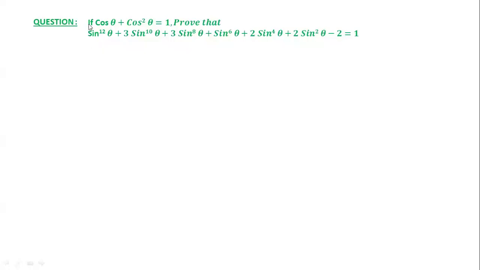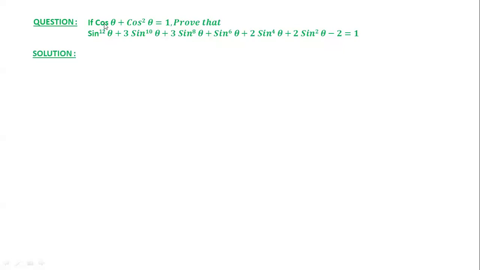The question given is, if cos theta plus cos square theta is 1, you have to prove that sine raised to 12 theta plus 3 sine raised to 10 theta plus 3 sine raised to 8 theta plus sine raised to 6 theta plus 2 sine raised to 4 theta plus 2 sine square theta minus 2, all total, is equal to 1. Okay. Now let us take the solution.